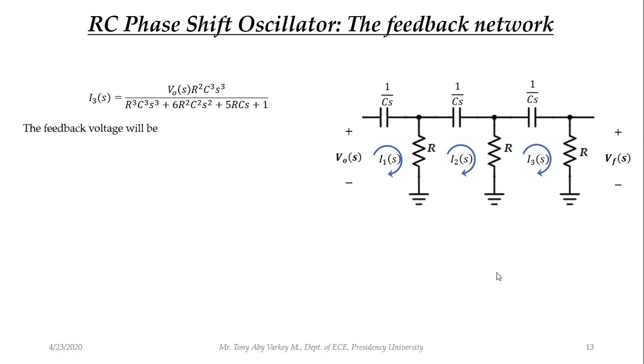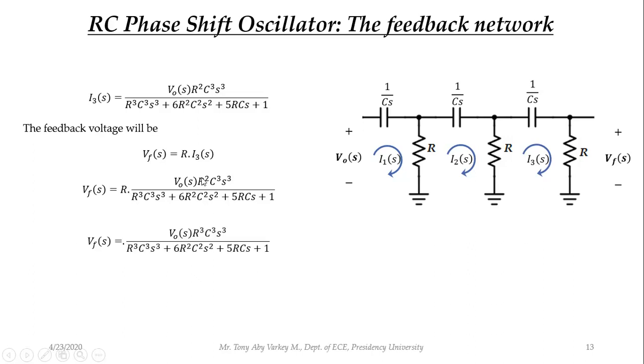Now, what is the feedback voltage? Then what will it be? Vf of S will be equal to R into I3 of S. Correct. So I'm substituting I3 here. So what will happen? R into V output of S into R square C cube S cube by R cube C cube S cube plus 6R square C square S square plus 5RCS plus 1. So this R and R square you can multiply, so it will become R cube. Correct. So it will be like this: V output of S into R cube C cube S cube by R cube C cube S cube plus 6R square C square S square plus 5RCS plus 1.